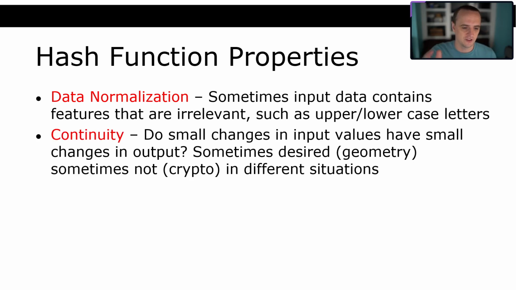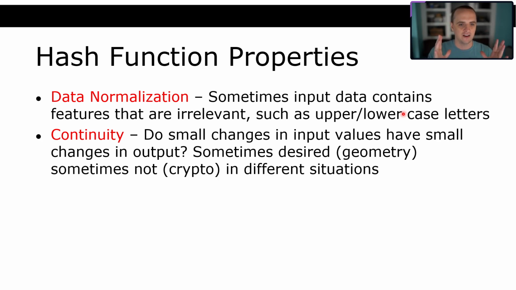Continuity. So we talked about this a bit before. Do small changes in the input values result in small changes in the output values? Sometimes we want that, right? So let's say we're hashing something geometric, like the location inside a map or an environment. Well, maybe if I'm at a current location and I hash that value into an integer, and then I move just slightly to the left, I want that hash value to somehow be close to the hash value of the previous position. Sometimes. However, in cryptography, I would not want that to happen.